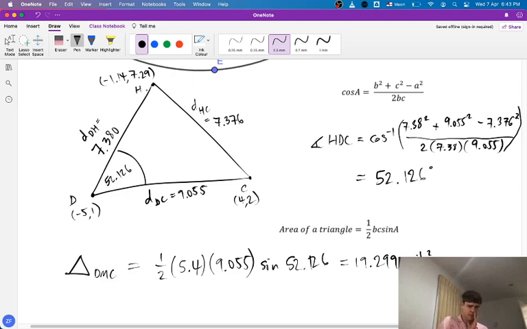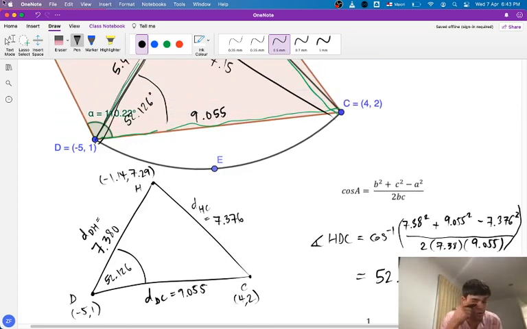Is it a logical area? Quite. It's a, yeah, more than a square. Yeah, looks like a pretty reasonable answer to me. 20 squared units with that angle and those two side lengths. It looks pretty good. Okay, so that's DMC.